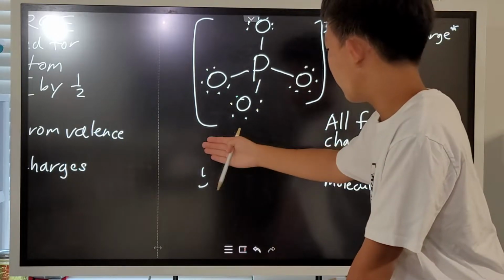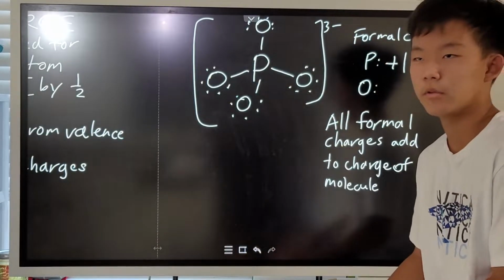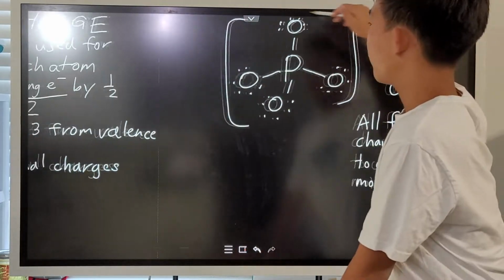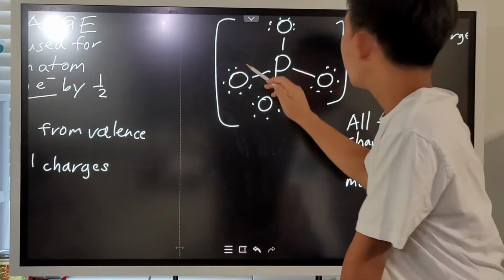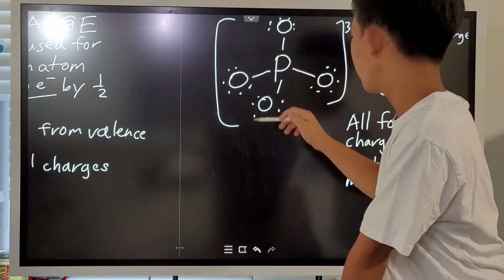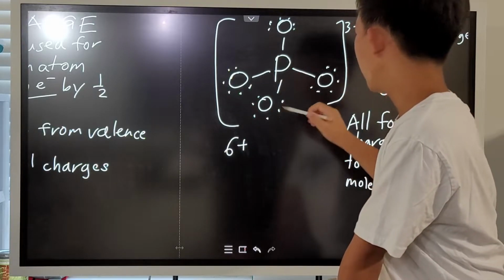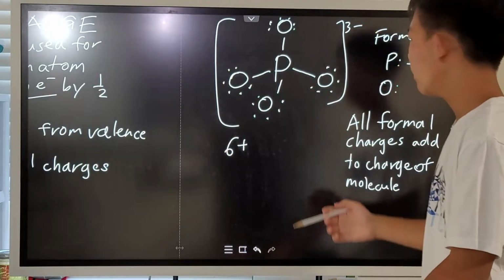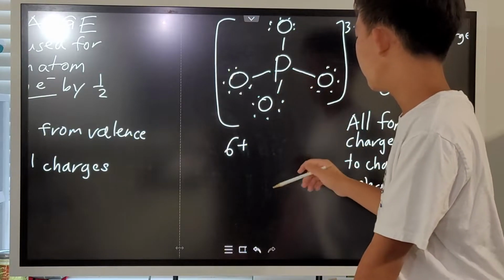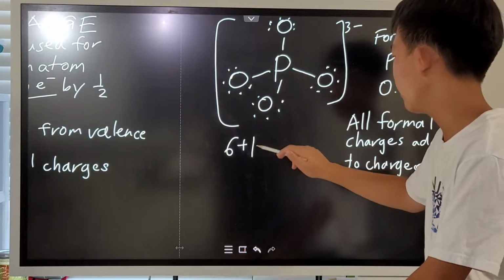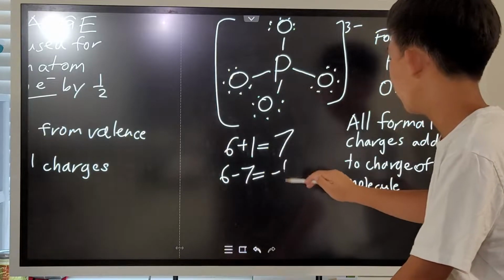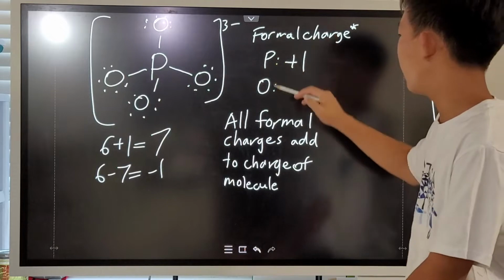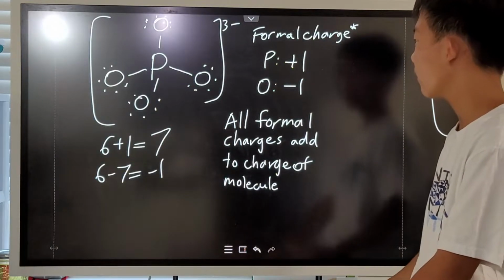Let's use the same equations to calculate the formal charge on all the oxygens. So let's count the electrons not used for bonding in each oxygen. 1, 2, 3, 4, 5, 6. 6 plus, how many electrons are used for bonding? Well, 2 divided by 2, that would be 1. That would equal 7. 6 minus 7 equals -1. So the formal charge on oxygen will be -1.